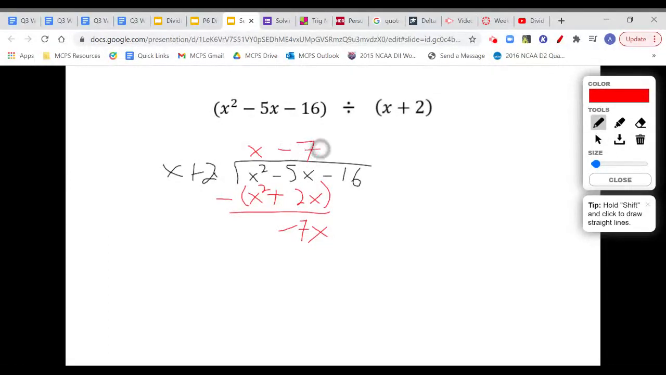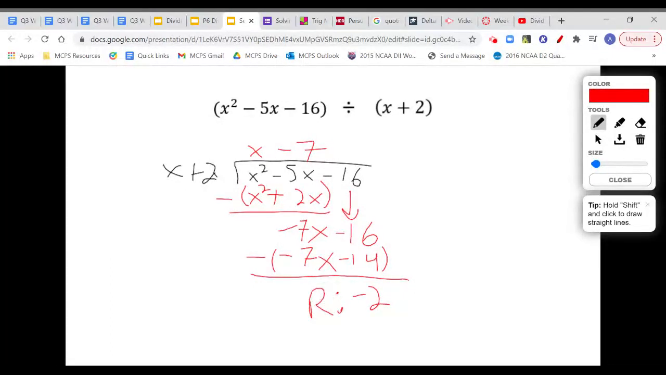-7 times. You'll recognize these numbers from the area model because, again, it's the same math being done in both models. It's just a different way of organizing it. -7 times x. Oh, I forgot to drag this down. -7 times x is -7x. -7 times 2 is -14. And then when we subtract here, we see that we naturally come to this place where I have that -16 minus -14, which occurred in the last problem as well, and gives me -2. And at this point, my remainder is -2.